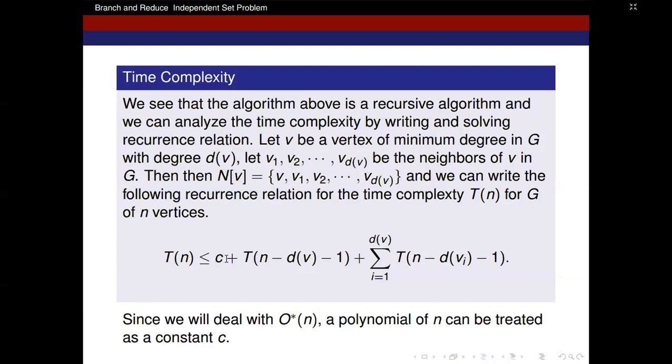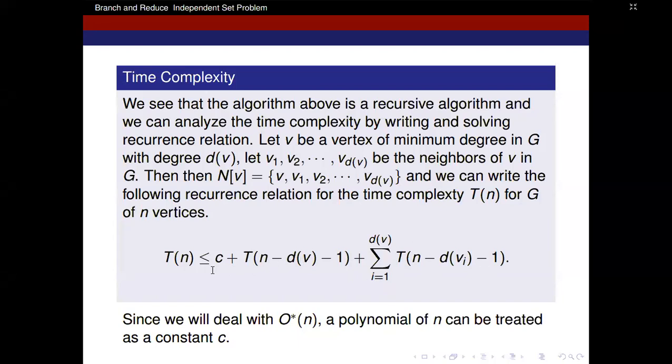I will explain this part later. This part, T, is where we recursively call the instance in which we delete the neighborhood of vertices of V. So with n minus dv minus 1, this is the number of vertices there for that part, and this part is for each of these children we get this one.